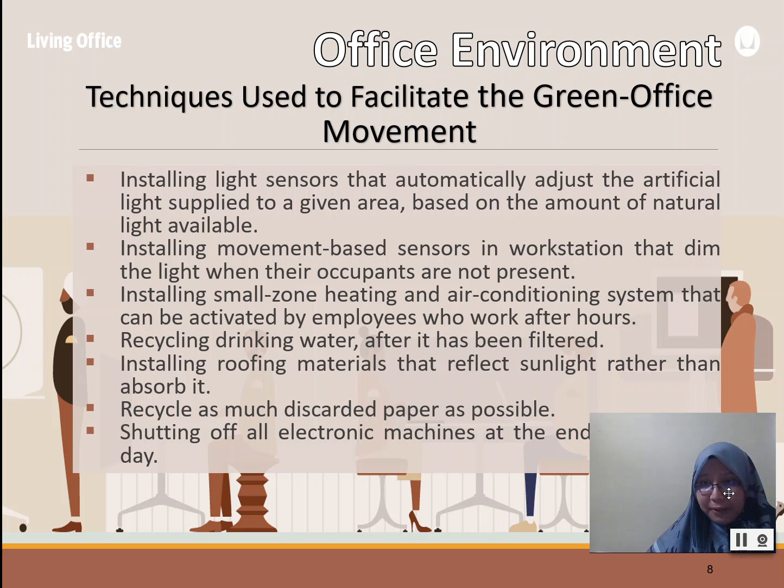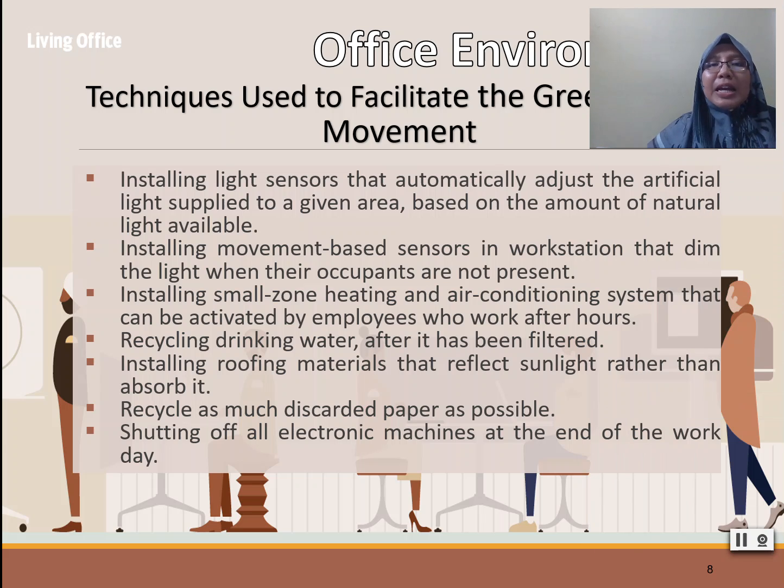So there are 7 techniques for us to use to facilitate the green office movement. So let's go one by one. The first one is installing the light sensor that automatically adjusts the artificial light supplied to a given area based on the amount of natural light available. For example, when you are not at that workplace, the lamp will automatically turn off, and when it senses someone is coming or the movement, the light will be turned on by itself.